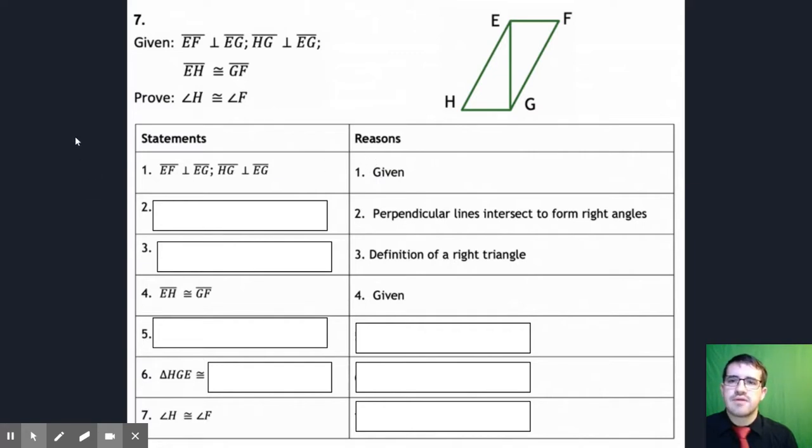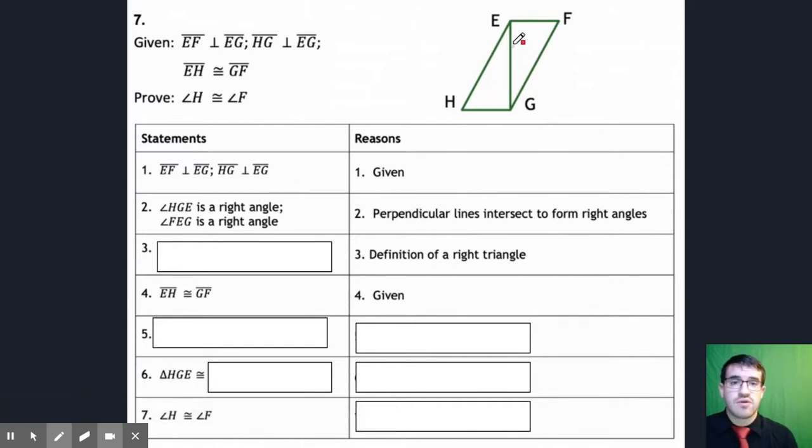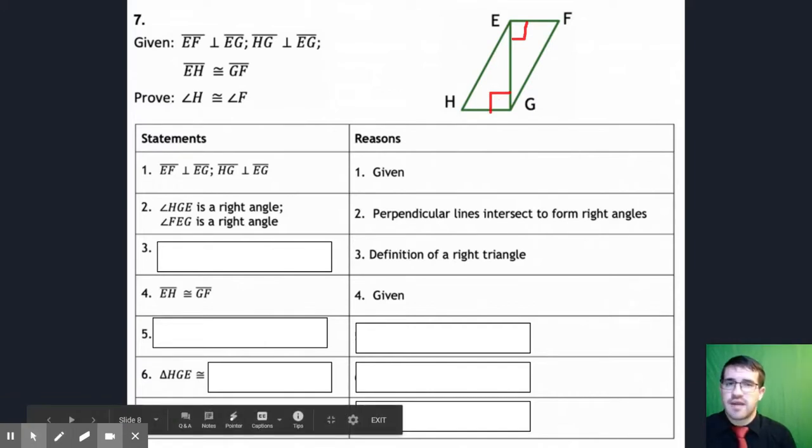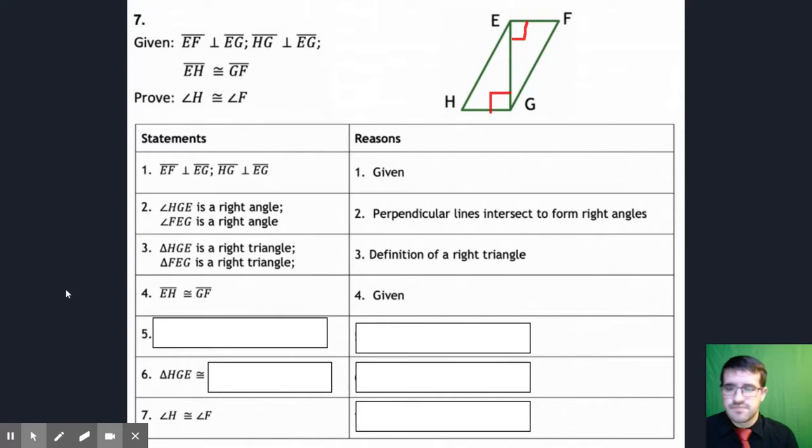What can we conclude about segments when they're perpendicular? We know that HGE is a right angle, and that FEG is a right angle. So FEG is a right angle, and HEG is a right angle. And the reason for that is given. Perpendicular lines intersect to form right angles. And because we have right angles, we now know that triangle HGE is a right triangle, and triangle FEG is a right triangle, and that is by the definition of a right triangle.